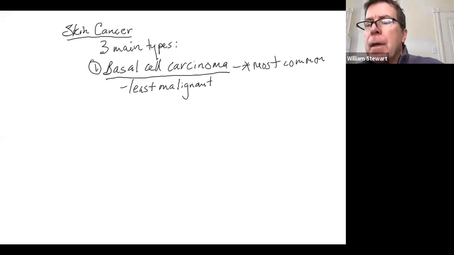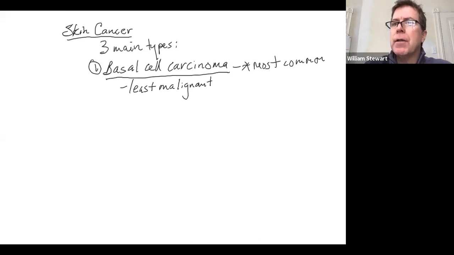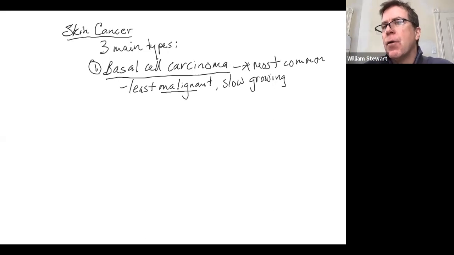Malignancy means life-threatening. It's also very slow growing. Malignancy means life-threatening. Metastasis means the cancer spreads to other places in the body.